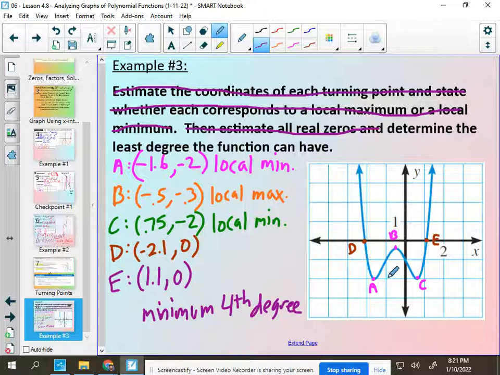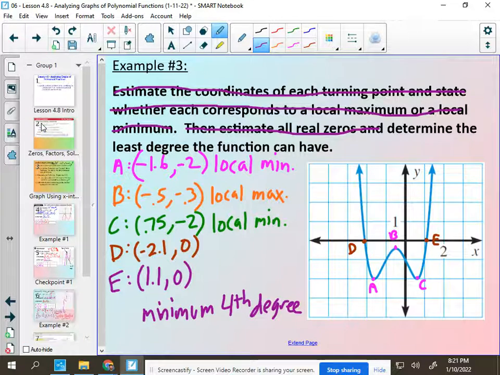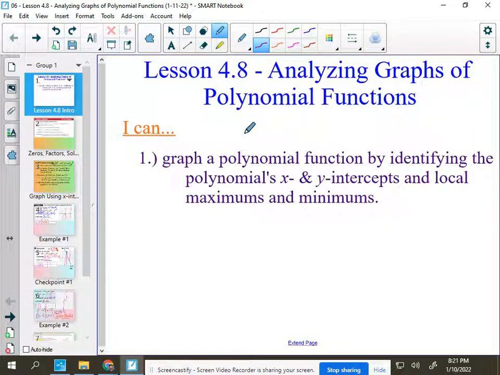So all in all, hopefully that's a very doable type of problem. This section in general, hopefully that's something we can do and do well. So I think that's it. Obviously it was kind of just the one big goal. It was kind of loaded. It was graph polynomial, identify the x, y intercepts, local max, local mins, minimums. Anyways, I think we're good.